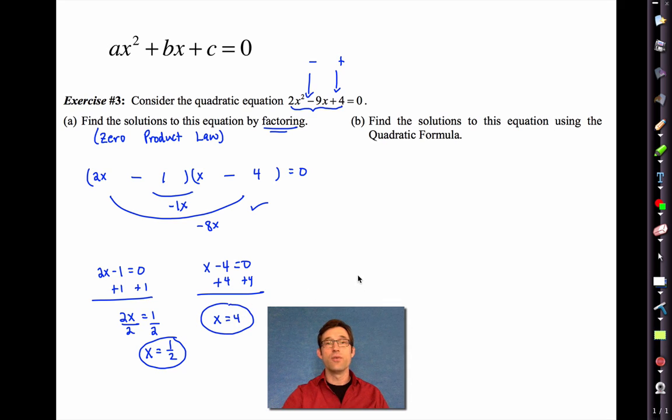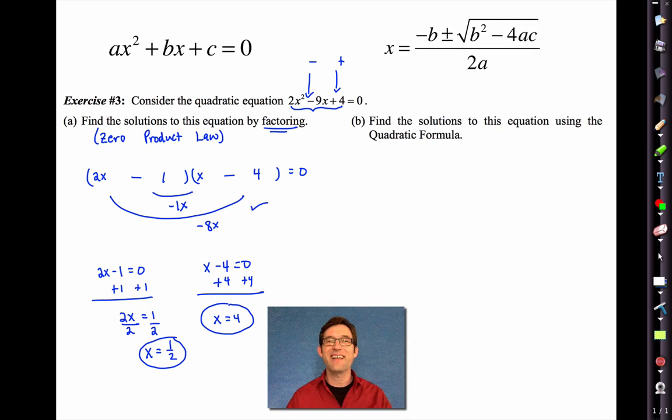Now we're going to use our friend the quadratic formula to find the exact same numbers. What's remarkable is that we're going to get 1/2 and 4 by using this formula, and it's pretty hard to see why at the beginning. Let's first identify the values of a, b, and c. A is the number that multiplies x squared, that's 2. B is the number that multiplies x, that's negative 9. Very important that you have the negative. And c is positive 4. So let's just crank through the formula.